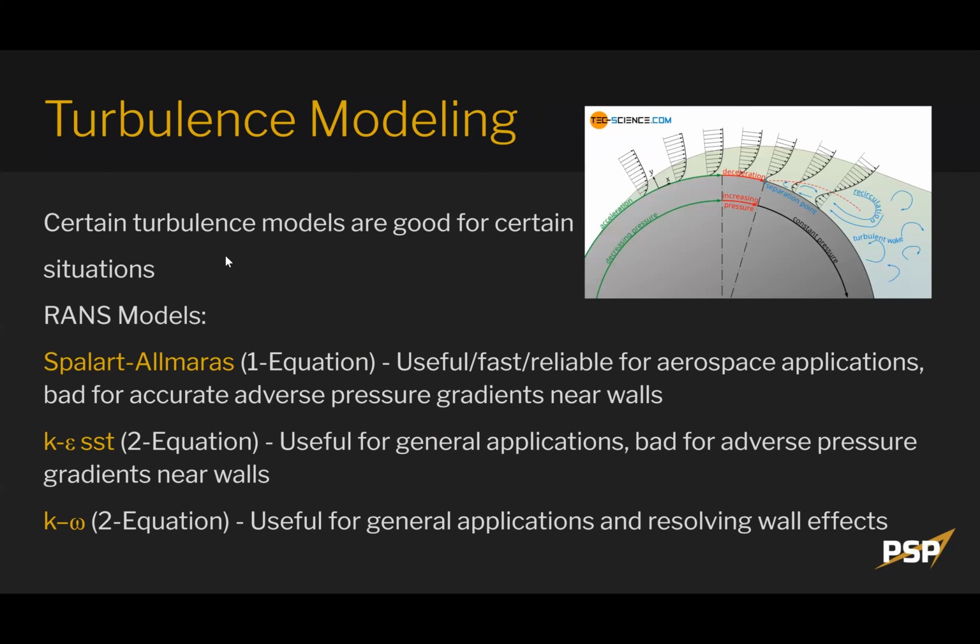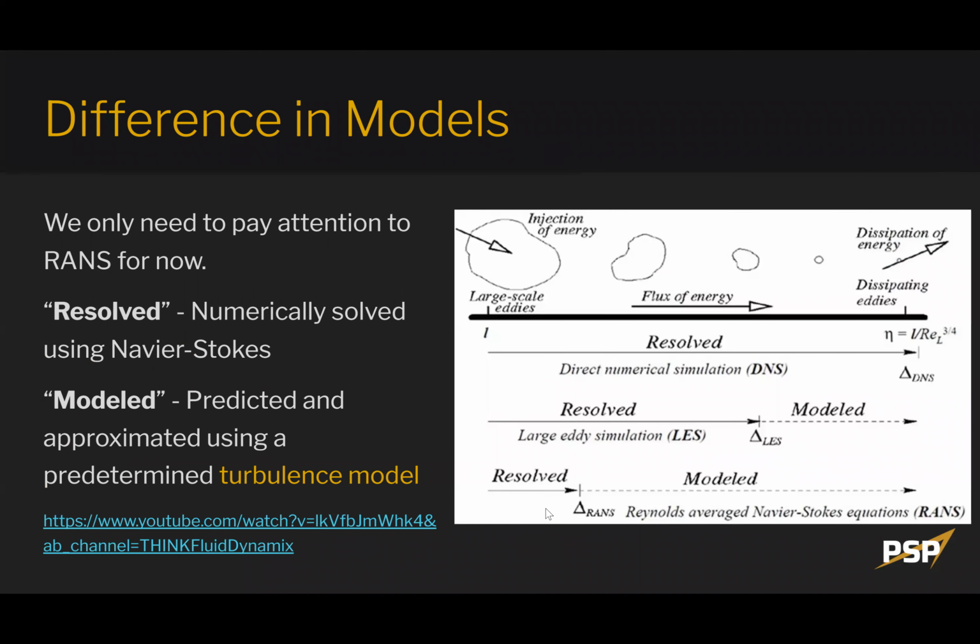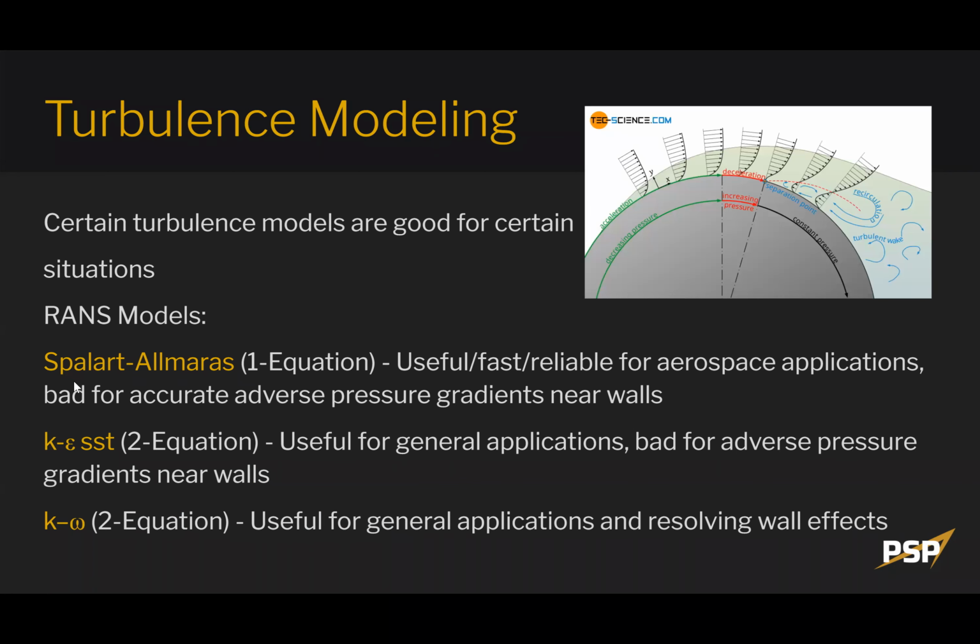Okay, so turbulence modeling. Turbulence models are good for certain situations, so you do need to know the names of some turbulence models. These bottom ones are RANS models, the Reynolds-averaged Navier-Stokes equations. Spalart-Allmaras, you don't need to memorize these for now, but just know that they exist. These are pretty much the three most common turbulence models that we'll be using.